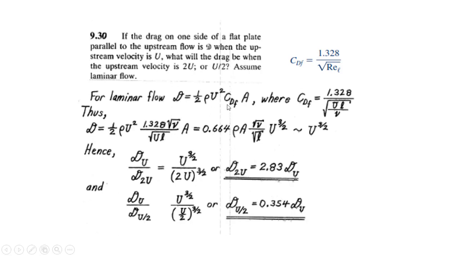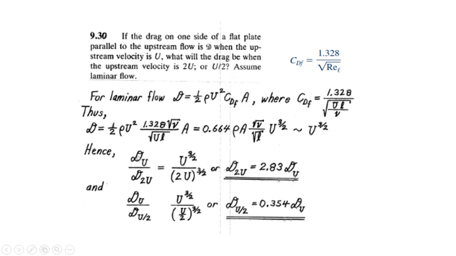Where did this term come from? This is the CD term, which is coming from this, and this part is basically from the Reynolds number. Area is basically area, so when you simplify it you get this relation, which is 0.664 rho A times U to the power 3/2. Now, the important thing is that this is the case of drag when you have velocity U.